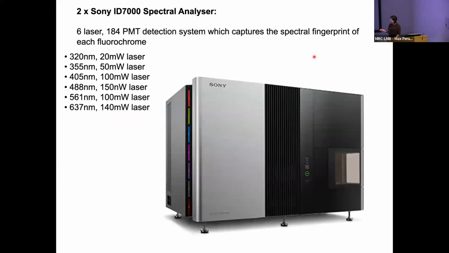We have 2 brand new Sony ID7000 spectral analyzers. Very exciting, they are brand new kits. They are equipped with 6 lasers and 184 PMT detectors. They are especially useful for high dimensional analysis, for the big panels for immunologists.